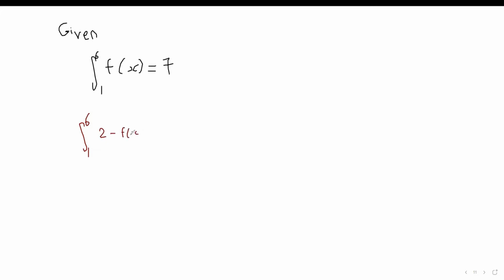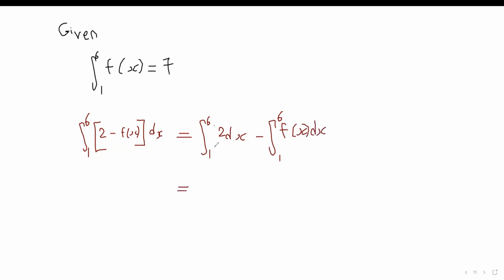So the first thing we have to do is break it up as two different integrals. We need to break it up as the integral from 1 to 6 of 2 dx minus the integral from 1 to 6 of f of x. Break it up like that. And then when we integrate 2, we get 2x. And remember, we're integrating from 1 to 6. Then we minus the integral from 1 to 6 of f of x, which is 7.